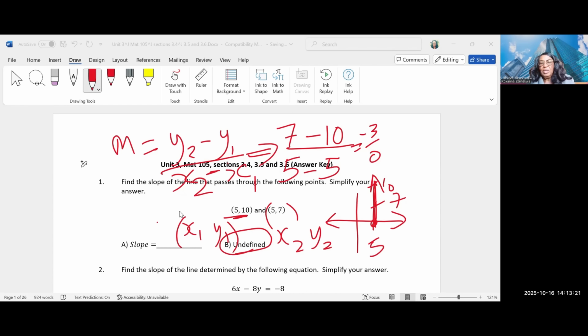So we found the slope of this line, and the slope is undefined. And we know because it's a vertical line. So that's why the slope is undefined. x1 and x2 are equal. Because you can be told to explain why the slope is undefined. Because it's a vertical line, x1 and x2 are equal. That's why it's vertical.